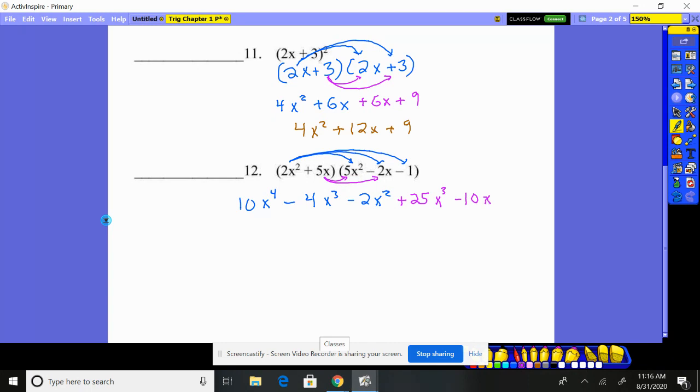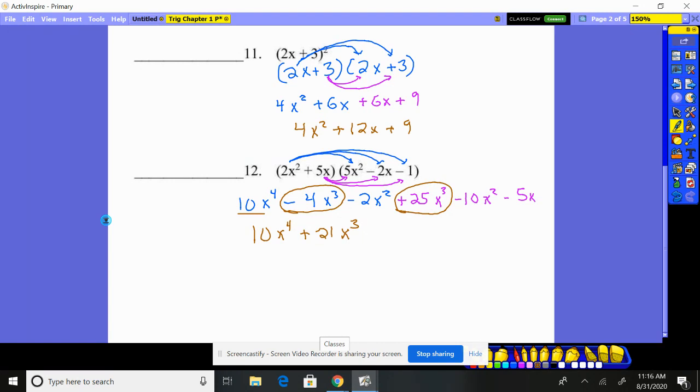X times x is x squared. And finally, 5x times the minus 1 is minus 5x. Now let's put together what can be put together. 10x to the 4th, that's all you have. You do lose 4x cubed, gain 25x cubed. So how much is that? That's a gain of 21x cubed.